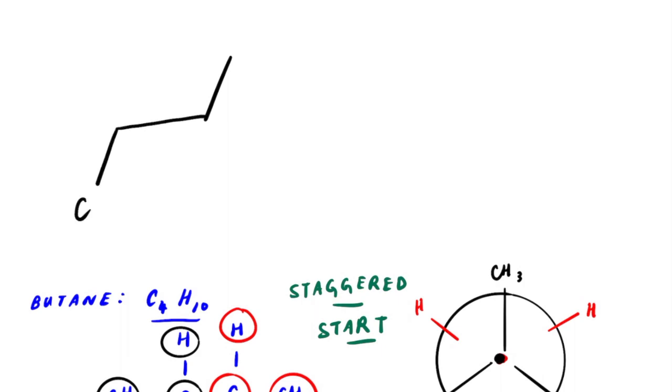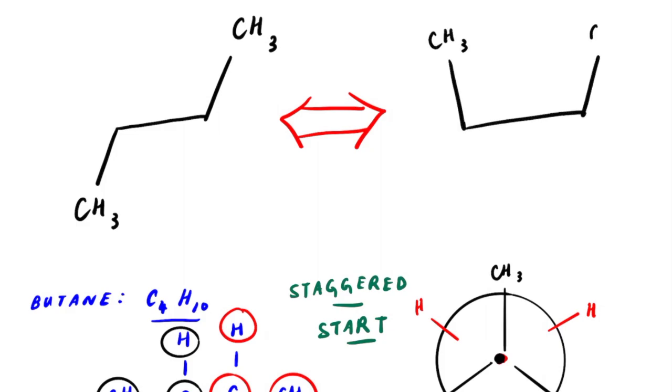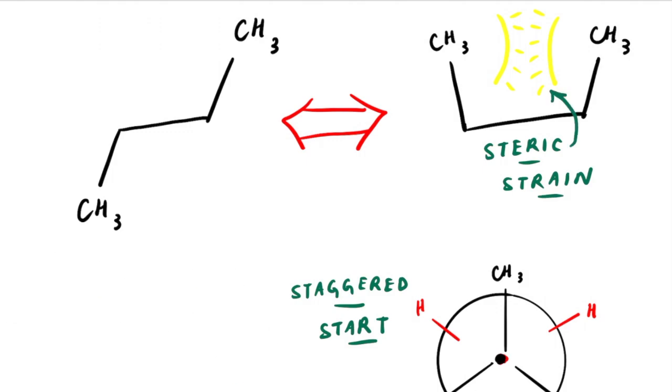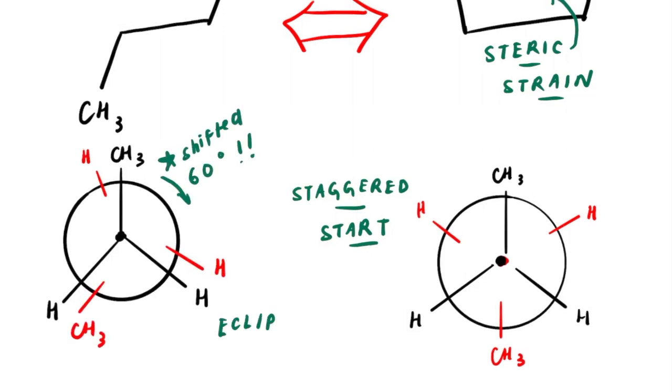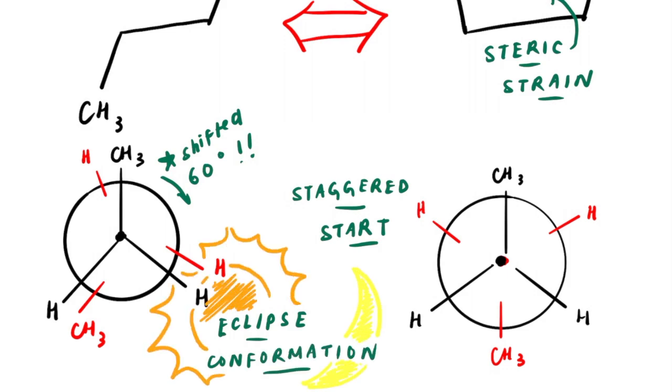Consider a butane molecule where instead of an opposite methyl arrangement, methyls are placed closer together. This results in an interaction between the methyl groups called steric strain. When this rotation around the bond is shifted by 60 degrees, you get what is called an eclipse formation. This is similar to an eclipse formed by an overlay of the sun and moon.